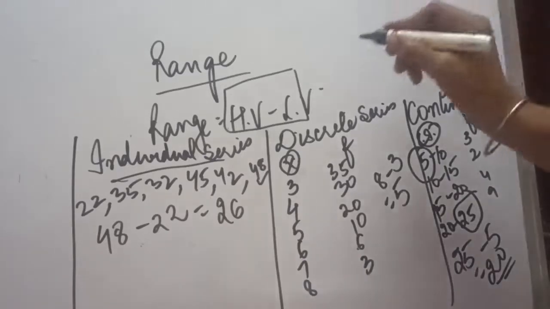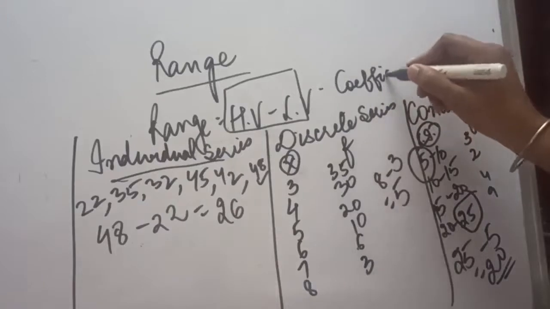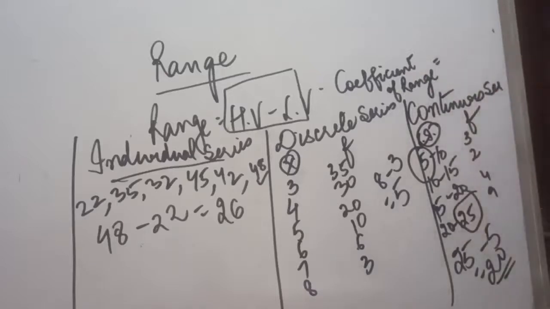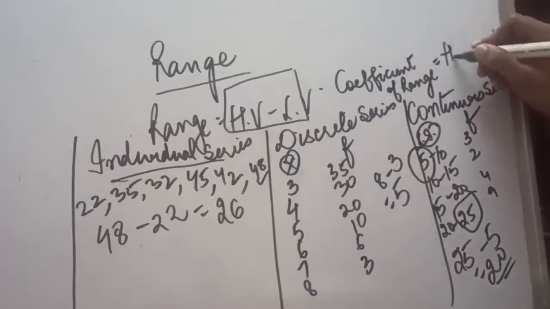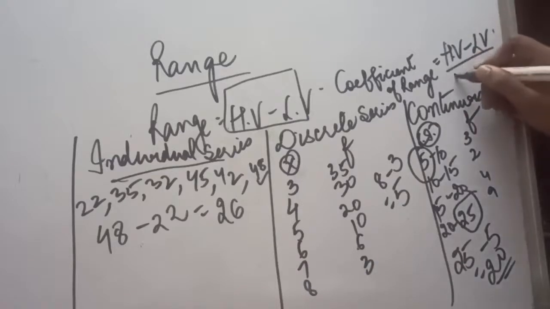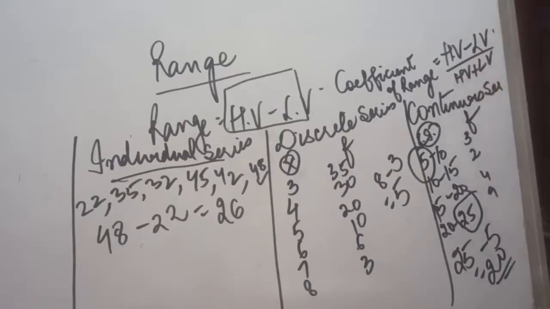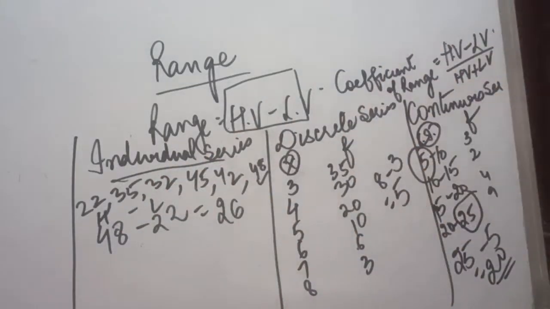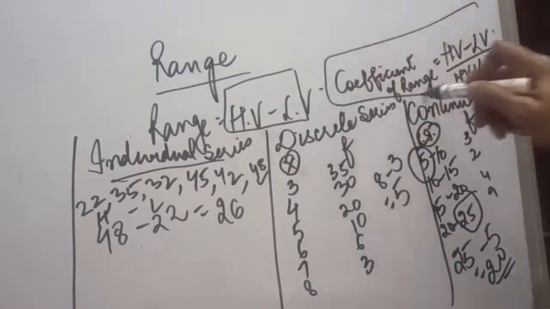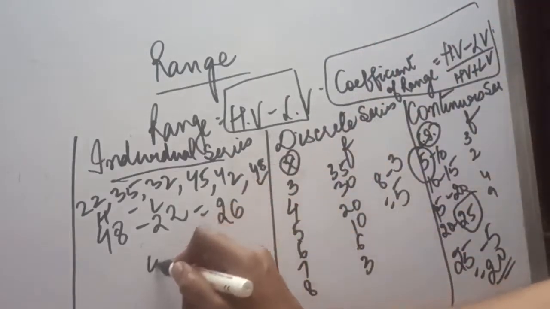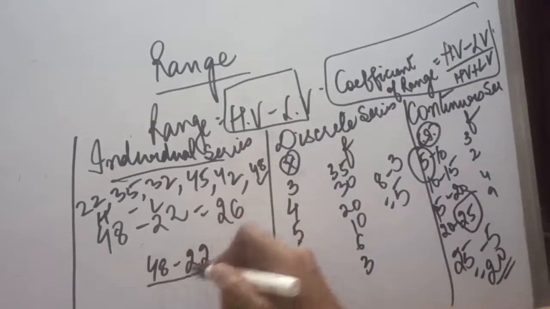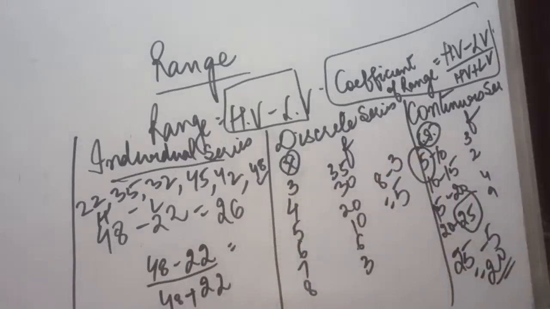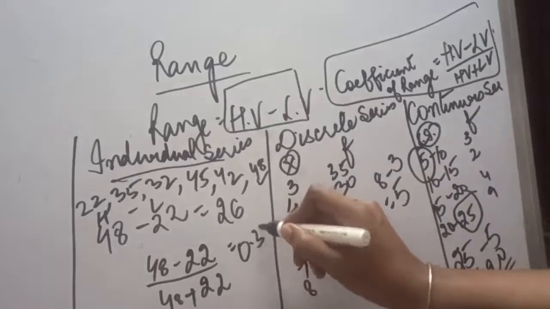Now in certain questions you will be told to calculate the coefficient of range. The formula for calculating the coefficient of range is highest value minus lowest value divided by highest value plus lowest value. You have already seen how we calculated the highest and lowest value in all the series. If the coefficient of range has been asked, for the individual series it will be highest minus lowest divided by highest plus lowest. So here it will be 26 by 70, and the answer will be 0.37.